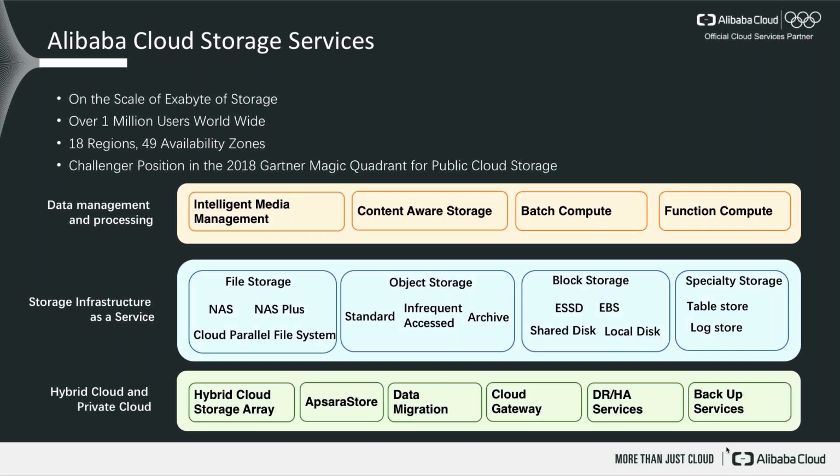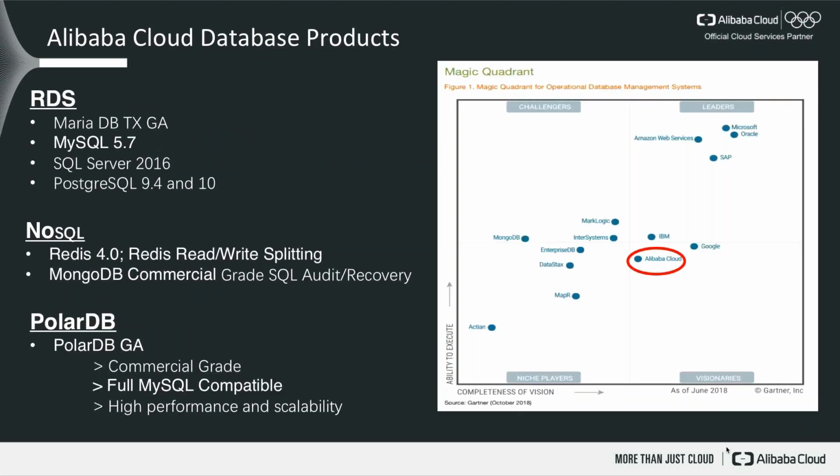And then the last thing is we have tons of database products that I cannot count. So we have RDS, NoSQL, and we have a special one, the PolarDB one. And recently, Gartner has put us into a Visionaries quadrant. If any of you are database gurus, you can give it a try and see which one you like. I think there must be one that can suit your need.